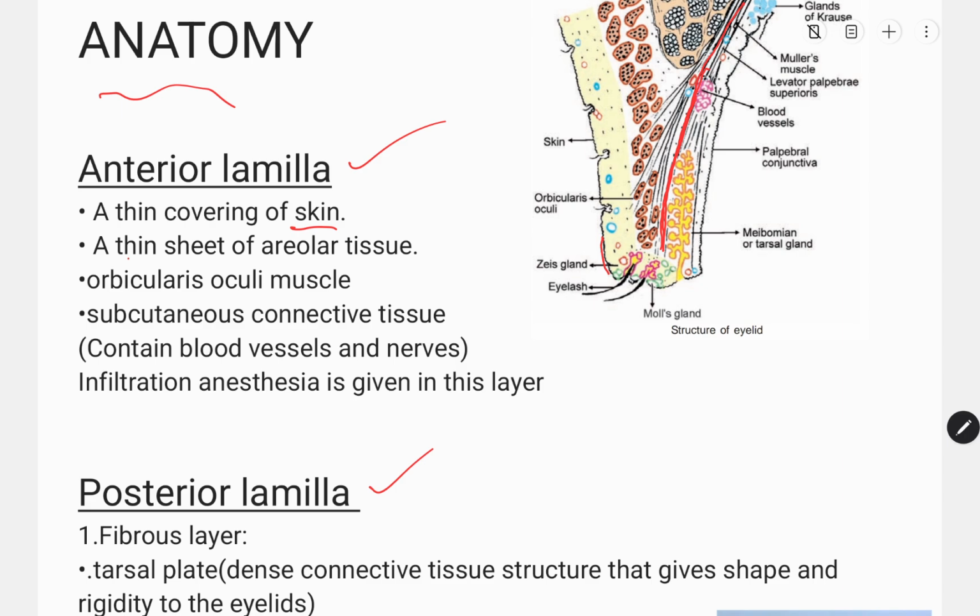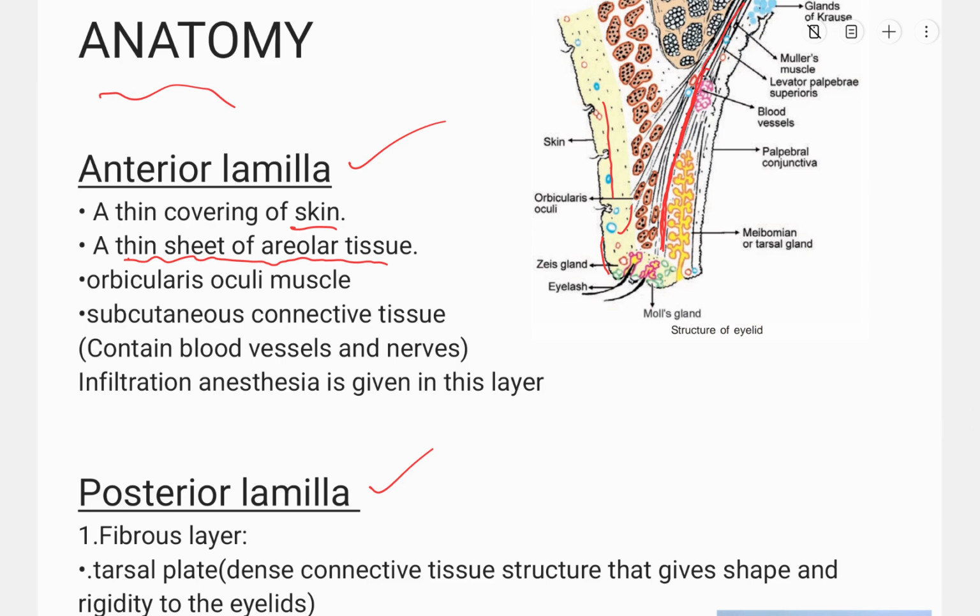The main thing about the skin is that it is very thin skin, and as age goes, when someone gets old, this skin may bulge out, and this can be considered as a condition which can block the normal visual field. The other thing is the thin sheet of areolar tissue. So this is the thin sheet of areolar tissue. The most important thing about this is that it lacks fat.